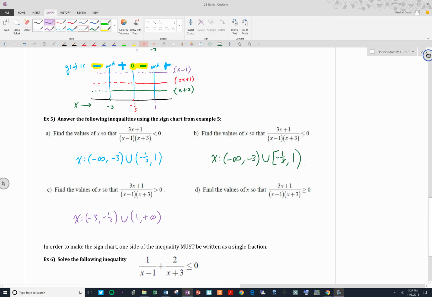Okay, but it can't equal 1 because those are vertical asymptotes. So these guys here, we've got to be careful. Those are vertical asymptotes, so you can't have brackets where vertical asymptotes are, since x can't equal those.